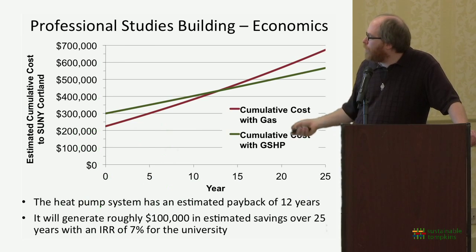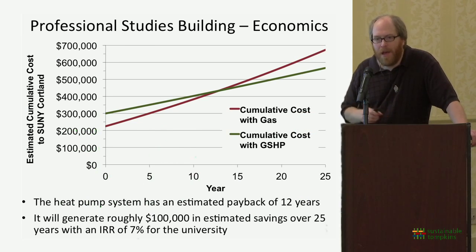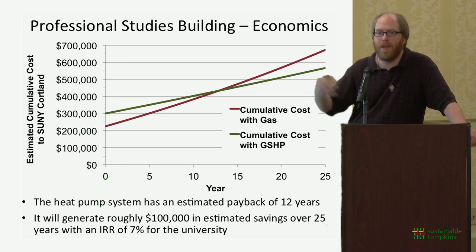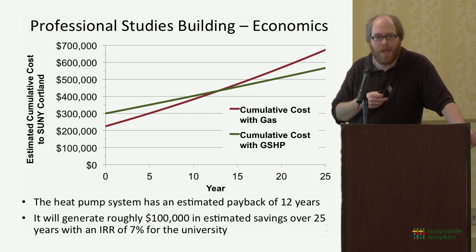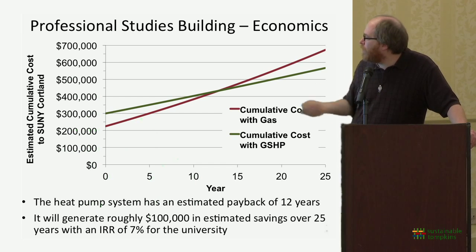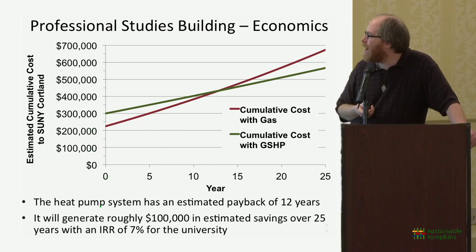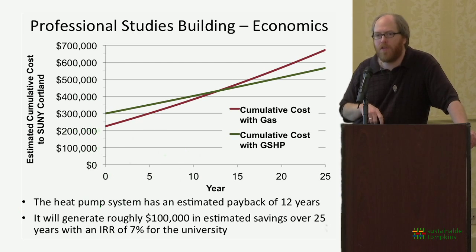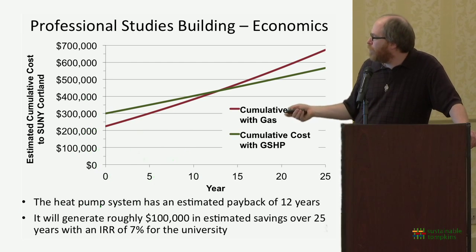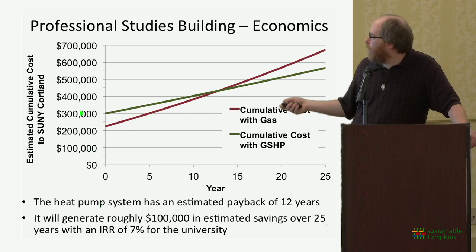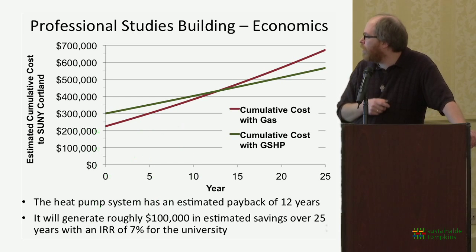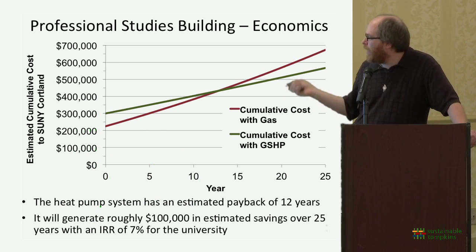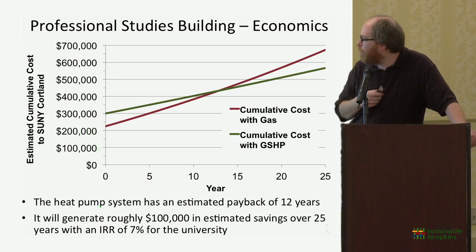The upfront cost for our system, because this was all built within one large state contract, we don't have separate numbers for the heat pump system. This represents our best effort to back out just those costs and the additional costs from what a conventional system would cost. So the green is what our ground source heat pump is costing us, and the red is what it would have cost us to just heat the building without the heat pumps.